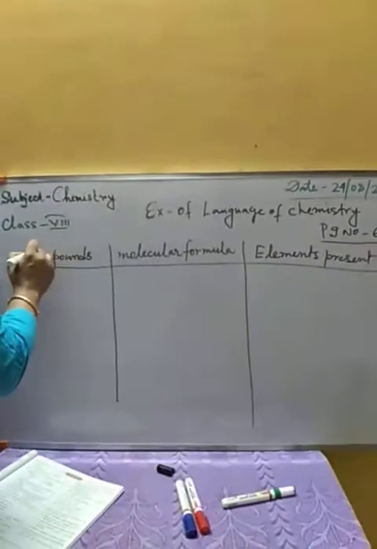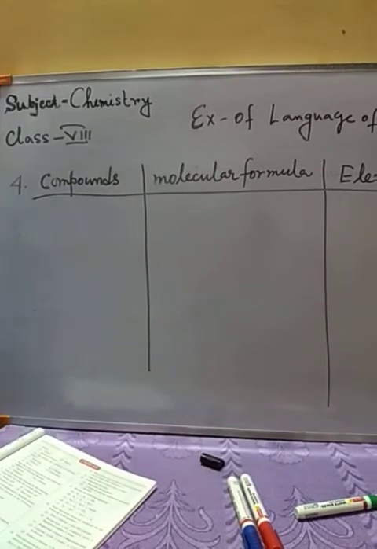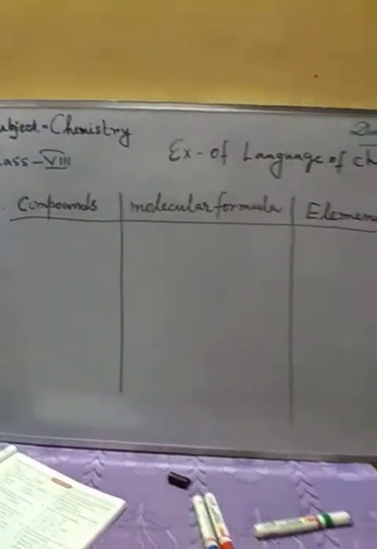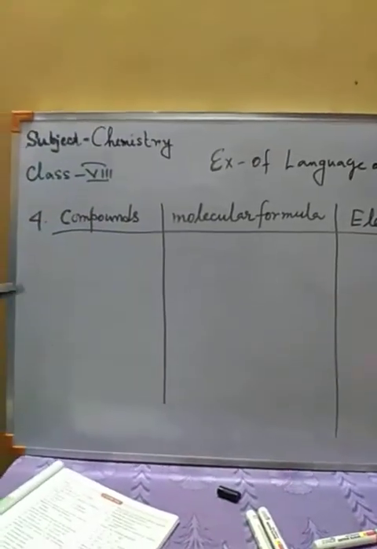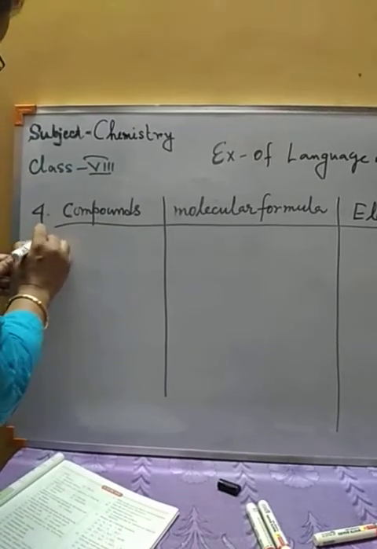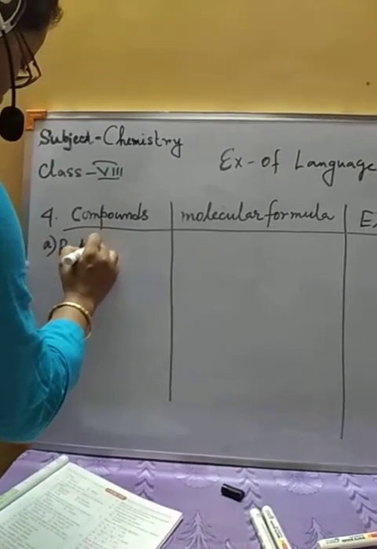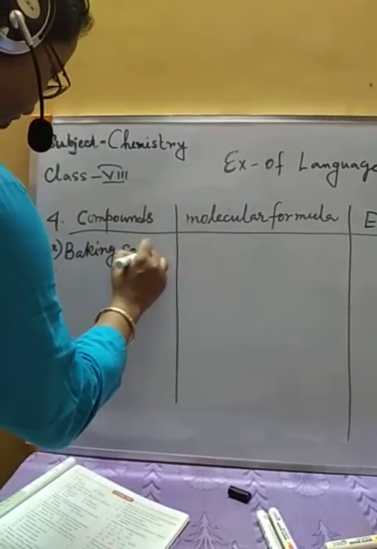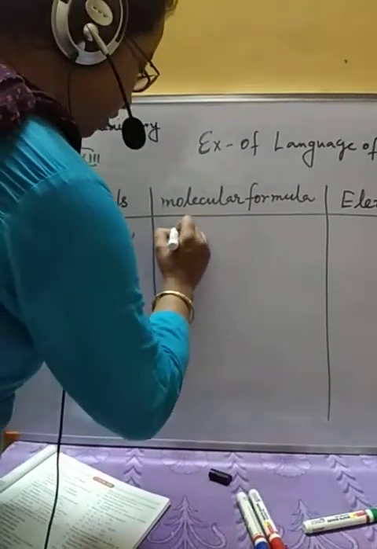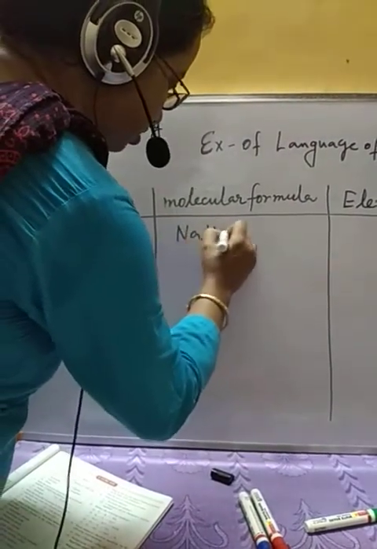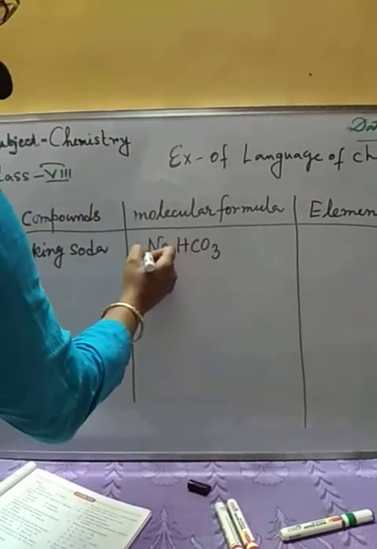So you can understand easily that even if you don't write the question here, we can easily understand what the question is. So in this manner I am telling you to write down the answers. The first one is number A, baking soda. This is the common name of the compound. Its molecular formula will be, baking soda is sodium bicarbonate, NaHCO3. Okay, sodium bicarbonate.